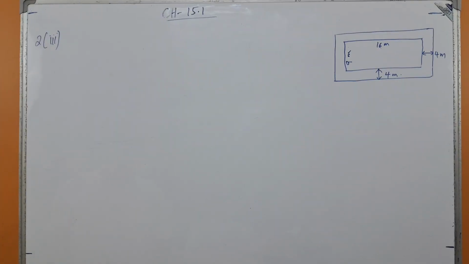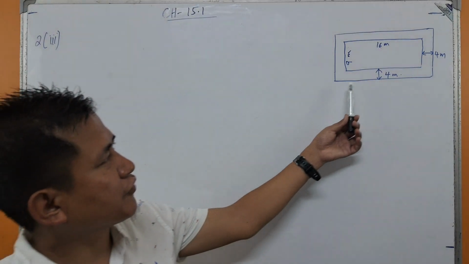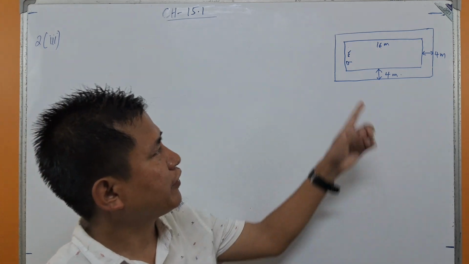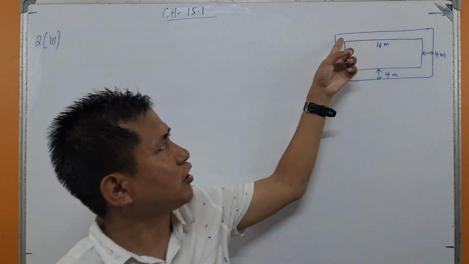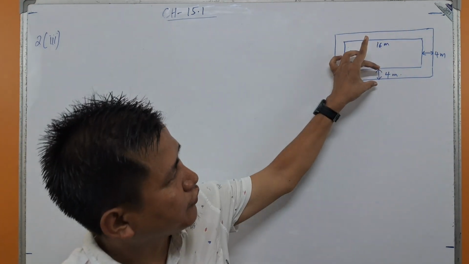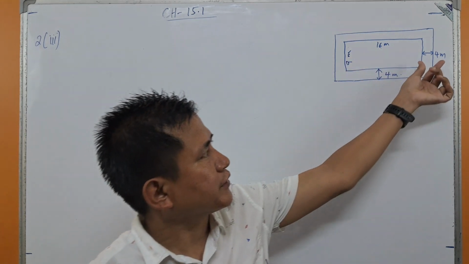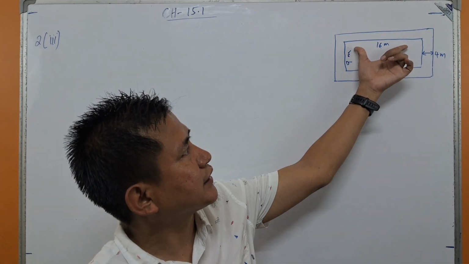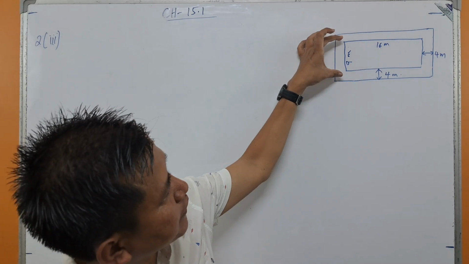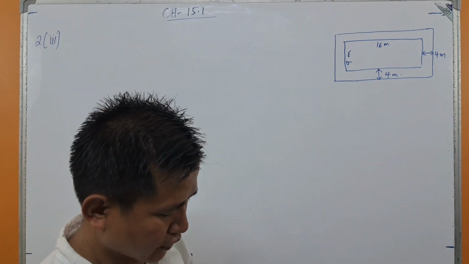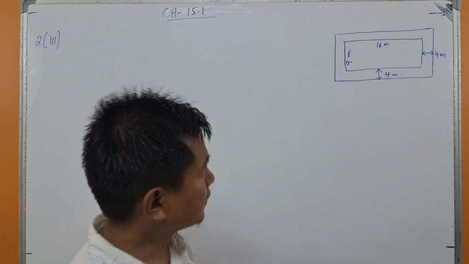Question number 3 of 2. So this is the figure given to us, and we are asked to find the area of this colored portion, okay? And width of this colored portion is 4 meters. Internal length is 16 meter and internal breadth is 9 meter, okay? So how do we find the area of this colored part?